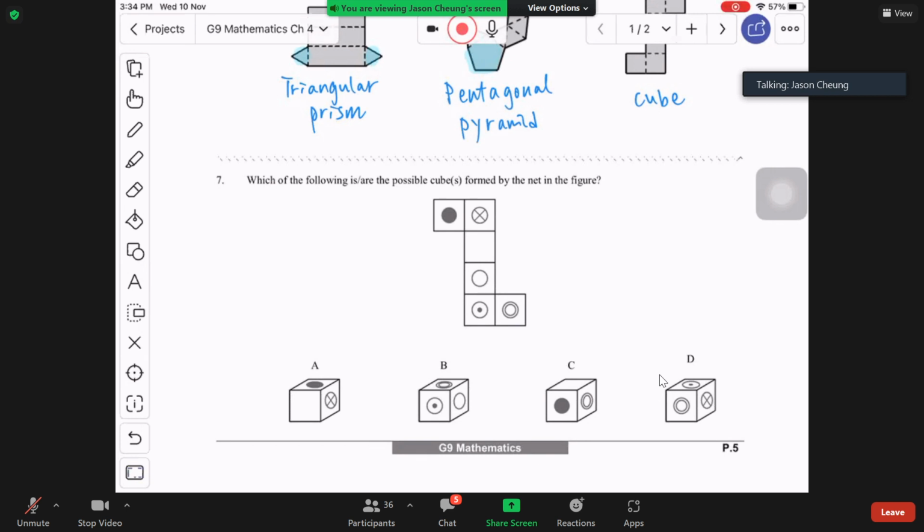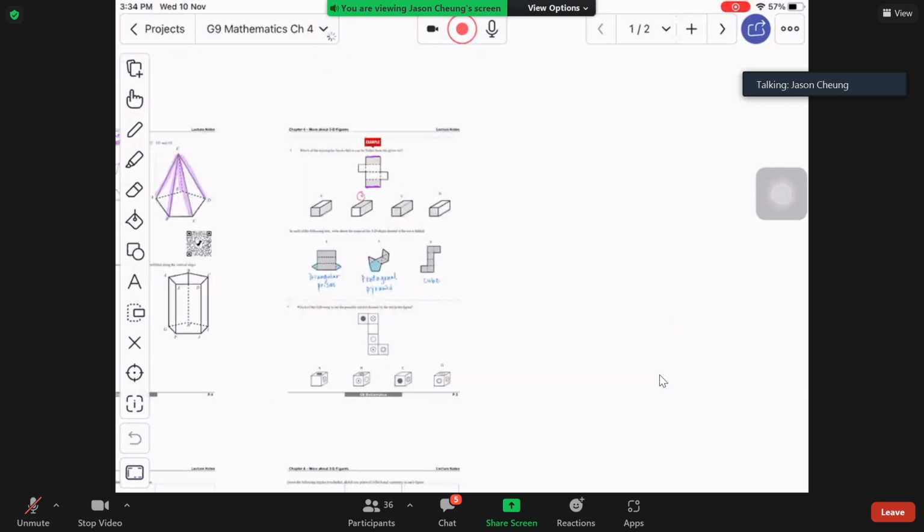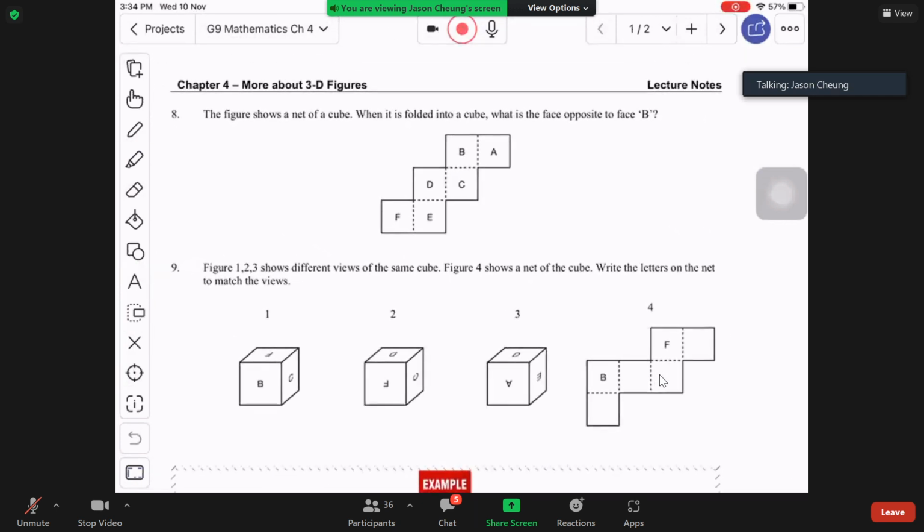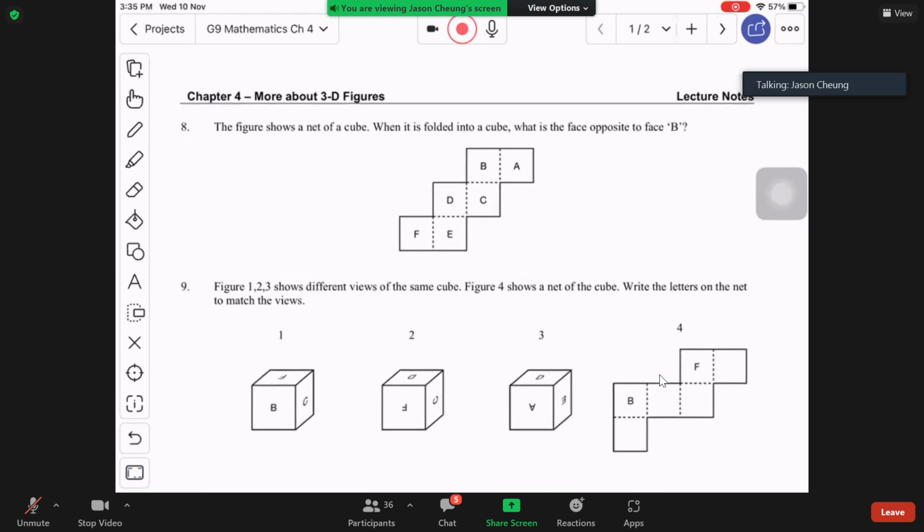Next one. Next page. Let me teach you first, and then give you time to do it. All right, question 8 here. This one. And question 9, do it at home. Question 9 you can do it at home, but I will give you the answer tomorrow or next lesson. All right. Question 8 here. When you try to fold this one, this is the net of a cube. What is the opposite side of the face B? You should know this, you have to think about it. All right, let me give you 30 seconds to think of it.